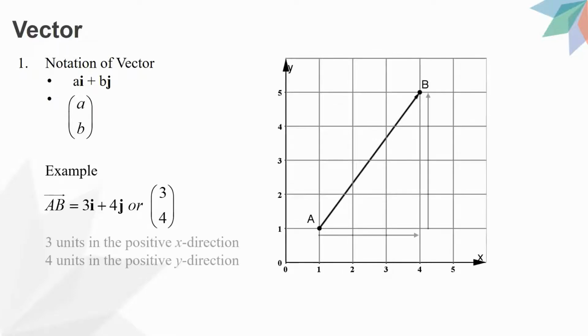Now 3i means moving 3 units in the positive direction of x. And 4j means moving 4 units in the positive direction of y.